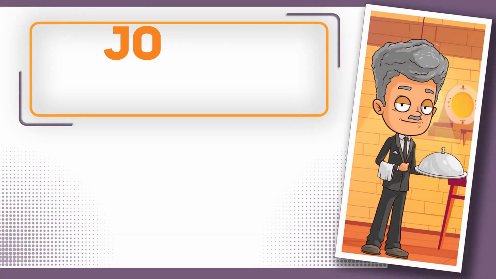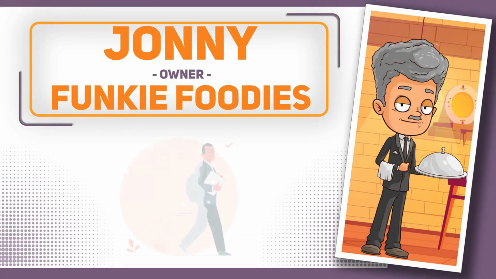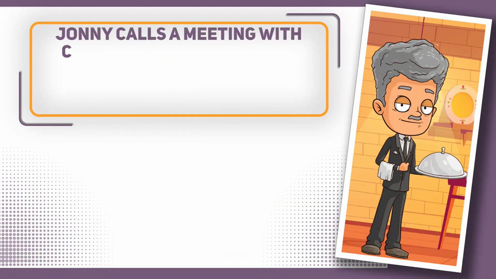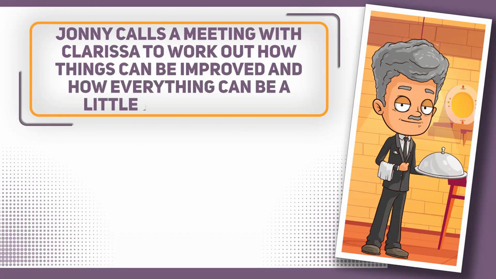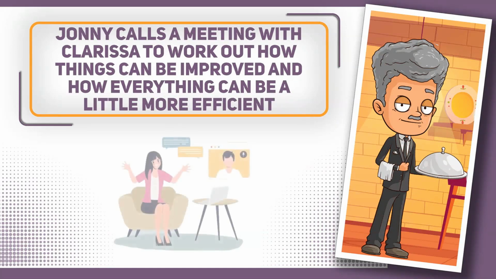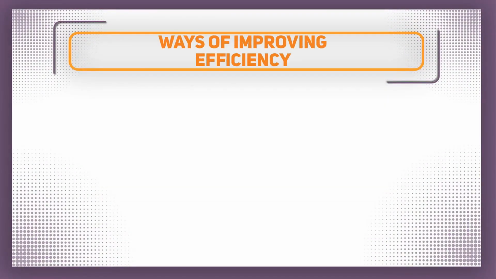This is Clarissa's boss, Johnny, the restaurant owner. He prides himself on the quality of his service and the deliciousness of the meals from his restaurant, and he wants his customers and his staff like Clarissa to be happy. So Johnny calls a meeting with Clarissa to work out how things can be improved and how everything can be a little more efficient. If we were there in this meeting with Johnny and Clarissa, what might we recommend that they try to improve their efficiency?